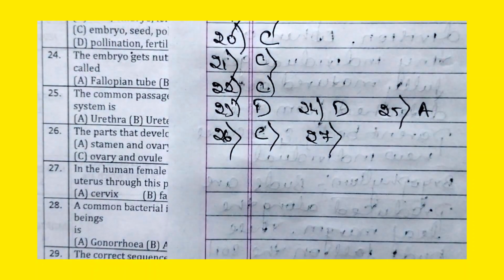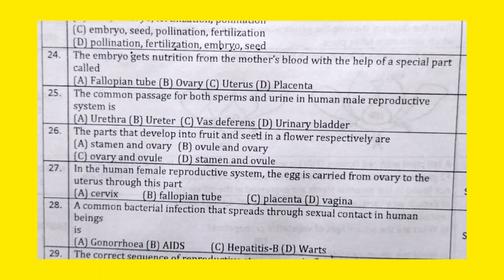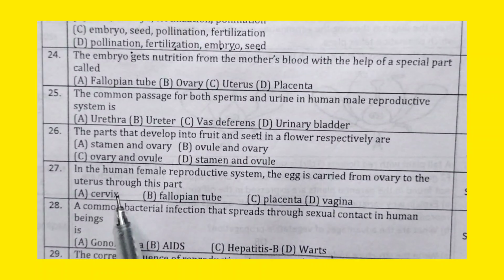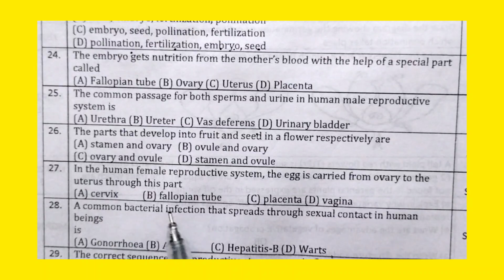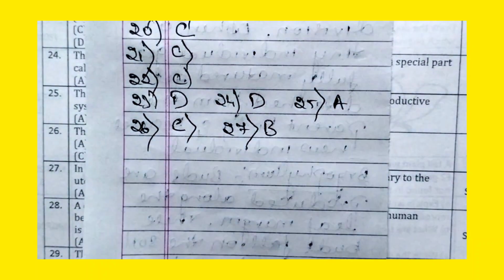Now let us move to the 27th question, that is, in the human female reproductive system, the egg is carried from ovary to the uterus through this part: cervix, fallopian tube, placenta, vagina. So the right answer is fallopian tube. So for 27th, the right answer is option B, fallopian tube.